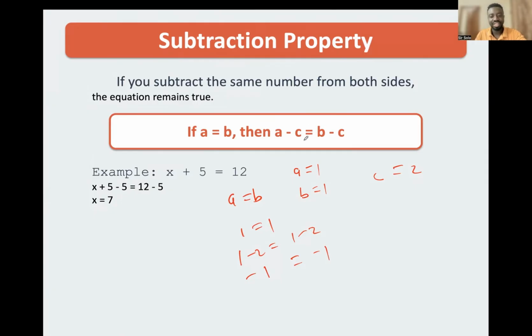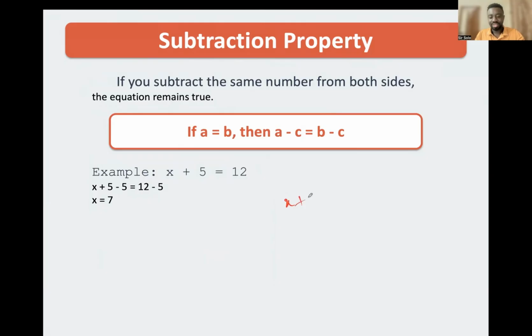Whatever the left side and the right side are, the equation still remains true, since left and right are the same. Good. Now the example here is similar to what we did with addition.